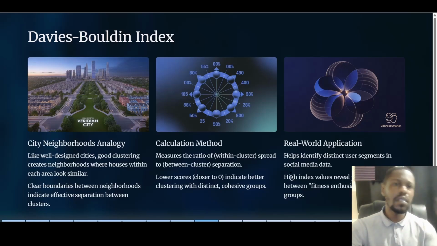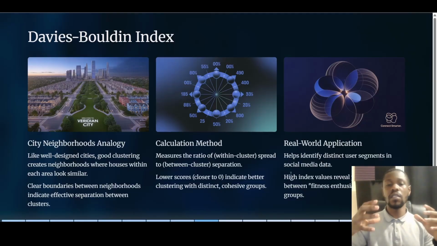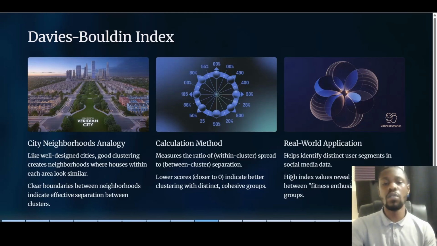Next, we have the Davies-Bouldin index. So imagine like a well-designed city. Good clustering creates neighborhoods where houses within each area look similar. There's clear boundaries between neighborhoods indicating effective separation between clusters. The calculation method, it measures the ratio of within clusters spread to between clusters separation. And so lower scores, closer to 0, indicate better clustering with distinct cohesive groups.